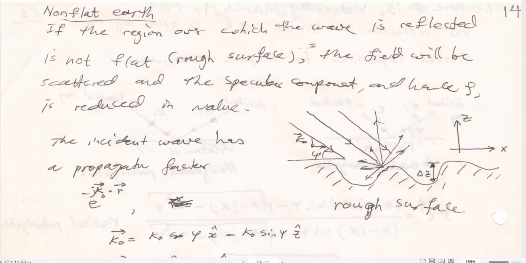Our lesson today is about non-flat earth propagation. Propagation when the earth is non-flat. We want to find the maximum vertical variation of the surface of the earth, and we want to find the limit when the earth is considered to be flat or smooth as seen by the incident wave. The propagation constant of the incident wave is k0, and the angle made between the incident wave and the horizontal is psi. And the maximum variation in the earth is delta z.